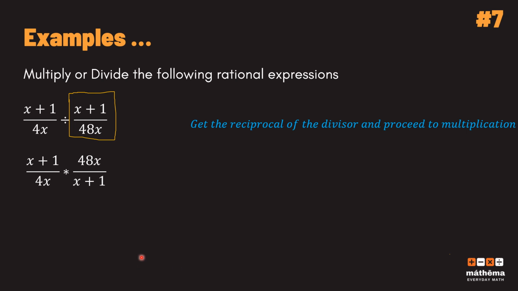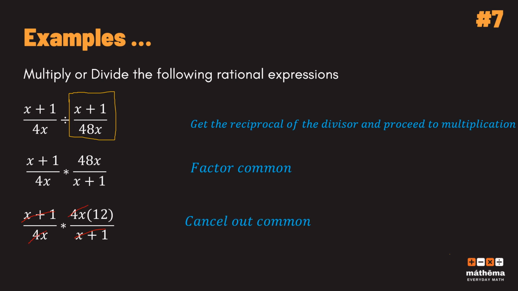And if you notice here, we actually have common factors already. So we have x plus 1, then we have x plus 1. And 48x can be rewritten as 4x times 12. And again, we have 4x, we have 4x. So what is left is just 12. So therefore, x plus 1 over 4x divided by x plus 1 over 48x is just equal to 12.